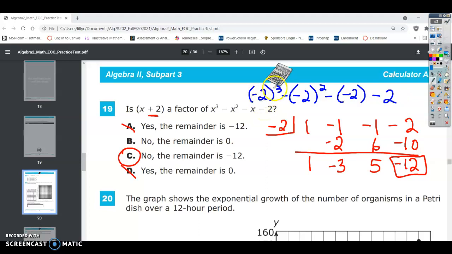So -2 cubed, 2, 4, that's -8. And then -2 squared is +4, but it brings down the negative. And then that becomes +2. And then bring down this -2. So that becomes -12. These two cancel, so -12. So using the remainder theorem, you get the same answer. But there is multiple ways to do that. So whichever way you feel most comfortable with is the way that you should do it.